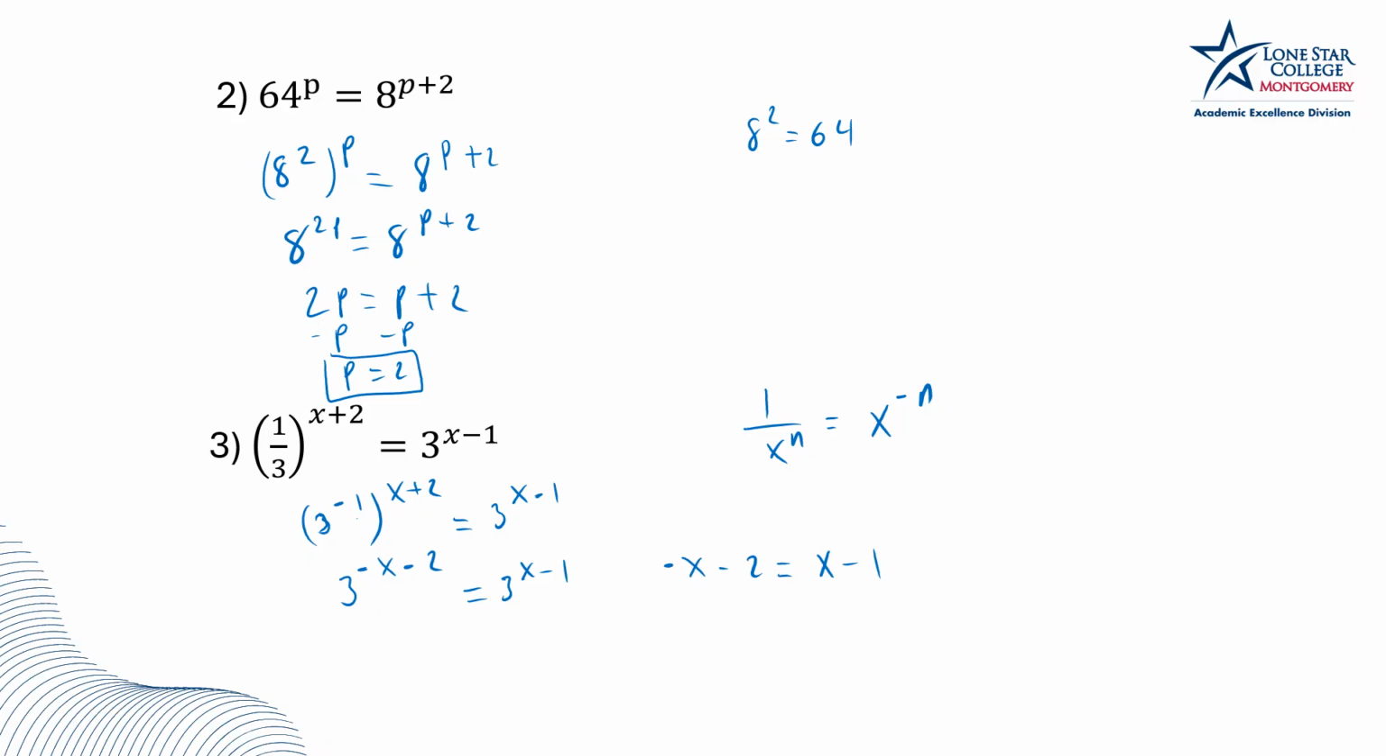So let's solve for x. We can subtract x from both sides and move it to the left. So we have negative 2x minus 2 equals negative 1. And then we would add this 2, gives us negative 2x equals 1. And the last step is divide both sides by negative 2. So x equals negative 1/2. And that would be our solution to number 3.